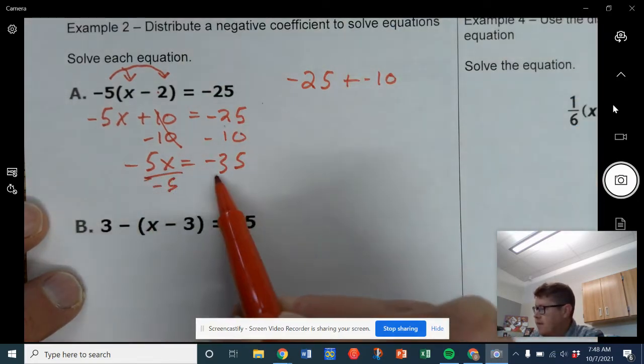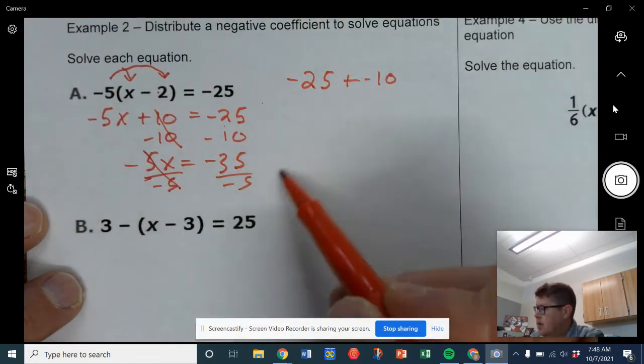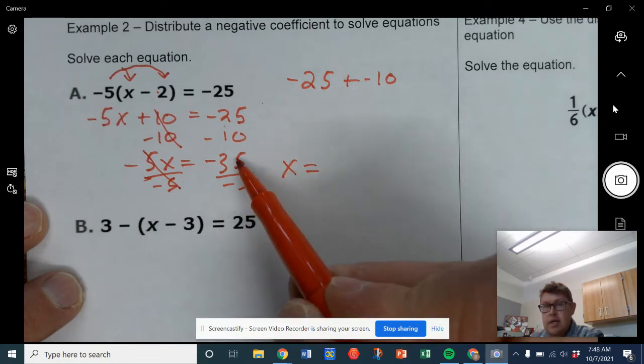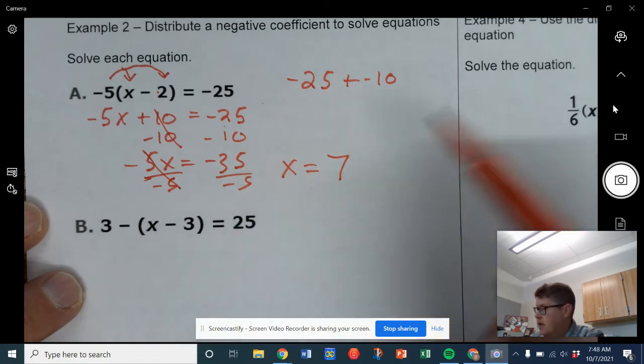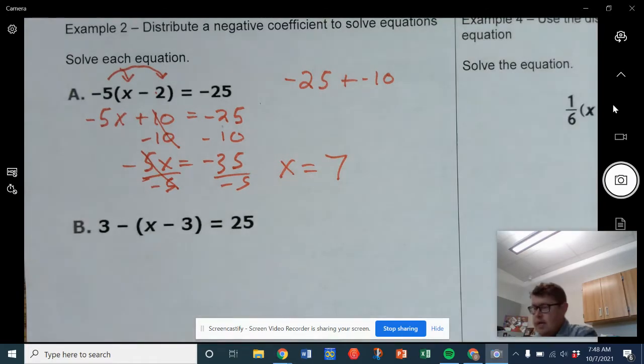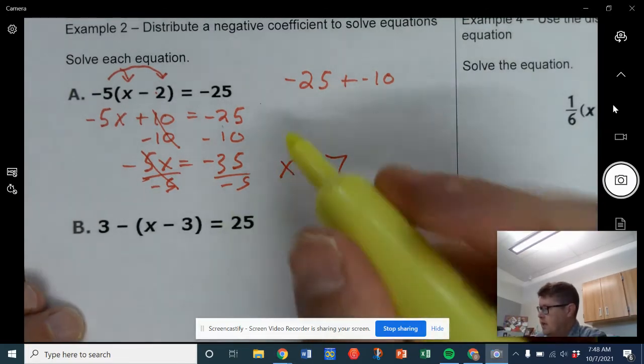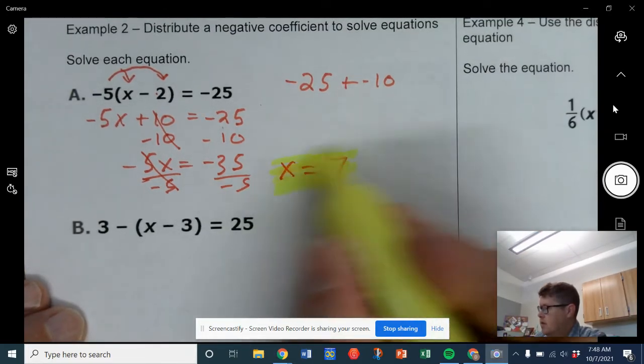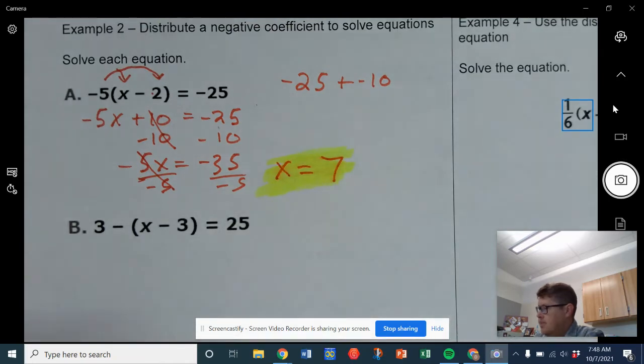We'll divide by a negative 5 here. And we end up with x equals, let's see, the negatives are going to cancel. And 35 divided by 5 is 7. So we get x equals 7. Just like that.